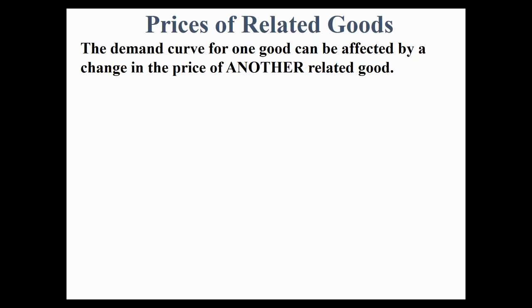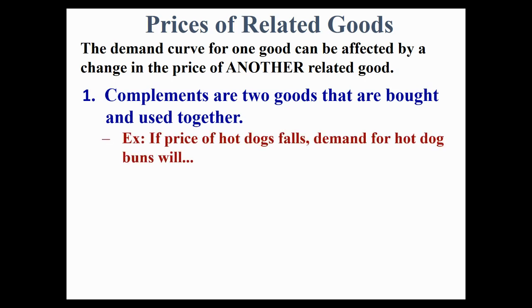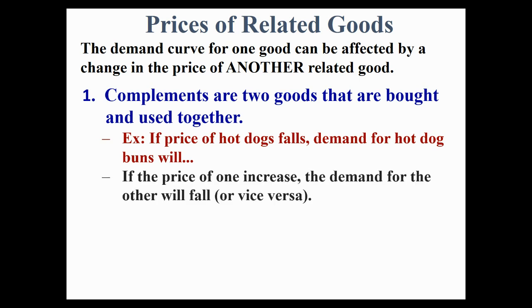So we'll go in a little more detail here, just so that we're clear. Once again, complementary goods are two goods that are bought and used together. So if the price of hot dogs falls, the demand curve for hot dog buns will increase. It'll shift to the right. So if the price of one increases, the demand for the other will fall. So if the price of hot dogs goes up, the demand curve for hot dog buns will shift to the left.